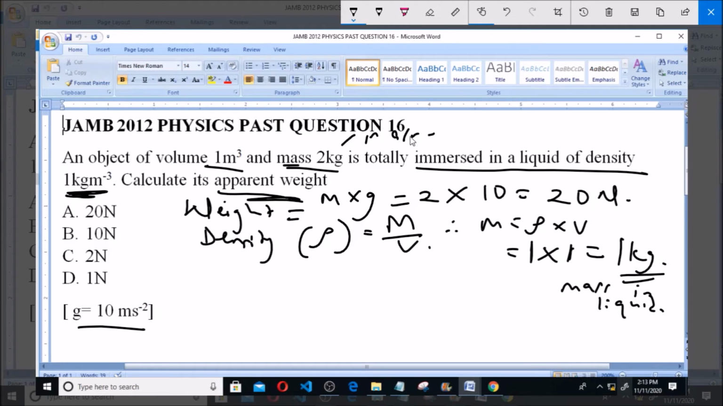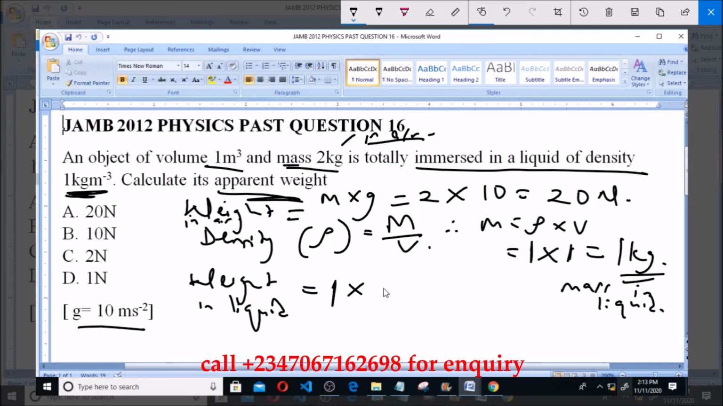Remember, from the question, we're given the mass in air, so we found the mass in liquid. Now, just as we found the weight in air, we can also find the weight in liquid, so that is given by the mass in liquid multiplied by acceleration due to gravity, which is 1 multiplied by 10, and that is 10 Newton.